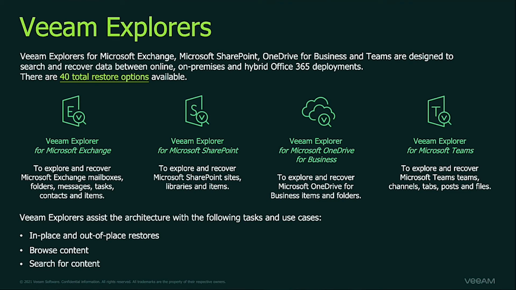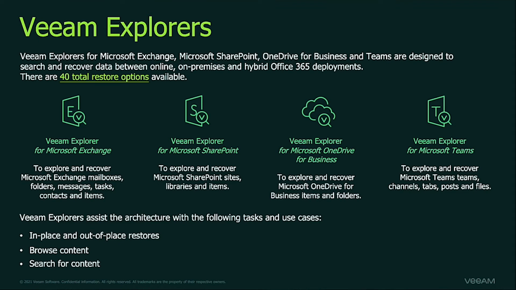And next, we're going to go into the Veeam Explorers. And what's great about these Veeam Explorers is they're basically specialized applications that allow users to explore and recover within each application very easily. So we have one for Exchange, we have one for SharePoint, we have one for OneDrive and Teams specifically. And with each of these, you get a total of 40 restore options, which is by far the industry-leading amount of restore options available for a third-party backup vendor.